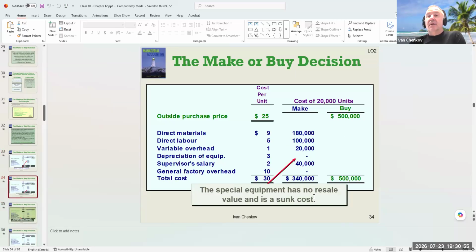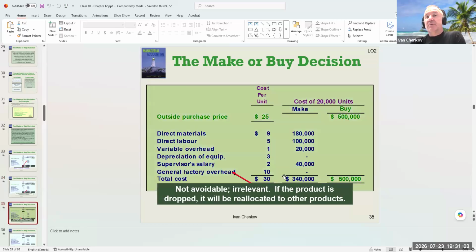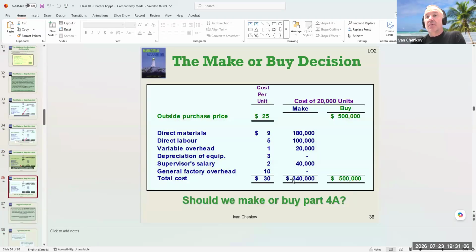Since the special equipment has no resale value and the general factory overhead is not going to be saved, we better eliminate that cost. So overall, should I make it or should I buy it? Keep making it. Why? It costs you only $340,000. If I buy it, you have to spend $500,000. The question is, do you have an extra $160,000? If you don't, don't spend it. Keep it for yourself.